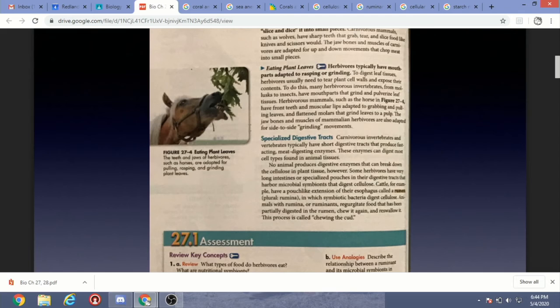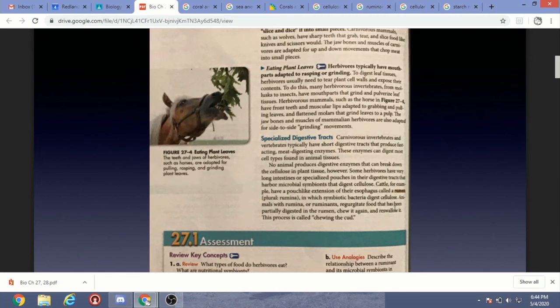And then, interestingly enough, the jaw bones and jaw muscles are even adapted to do side-to-side motion and side-to-side grinding. Now, here's where it gets fun. I love chemistry, so I'm going to go on a little rant here. You have to have a specialized digestive tract for animals that eat plants or cellulose. And here's why. It's because of the cellulose.